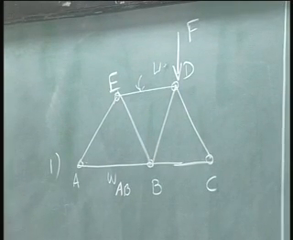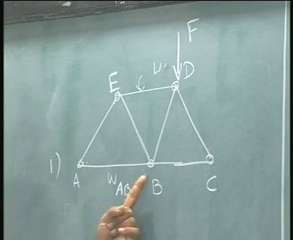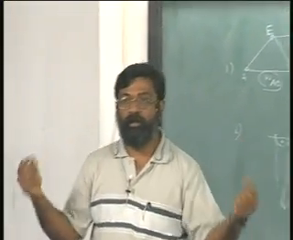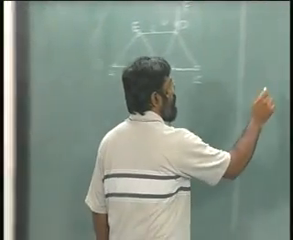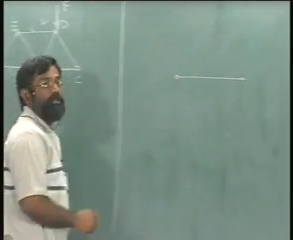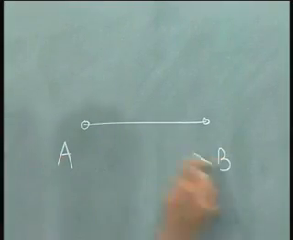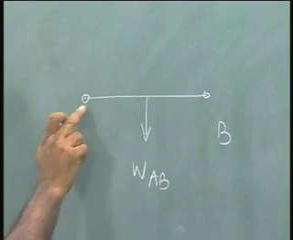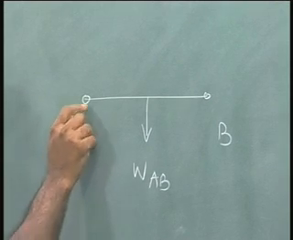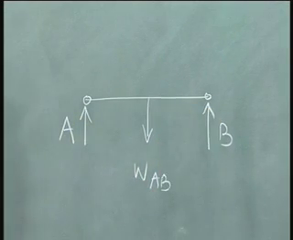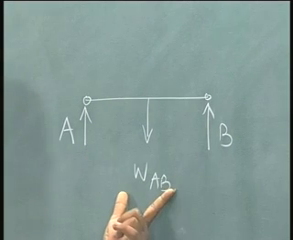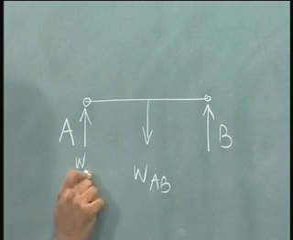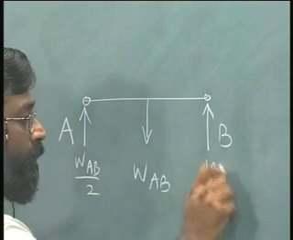Okay, in that case, what you can do is you can take this weight, divide by 2 and equally divide among the two nodes of the member. For example, if this is AB and it has a weight equal to WAB, if these were hinge supports, then I will have reactions coming on it, and these are equal and opposite because the weight is in the middle, and therefore this will be WAB by 2 and WAB by 2.